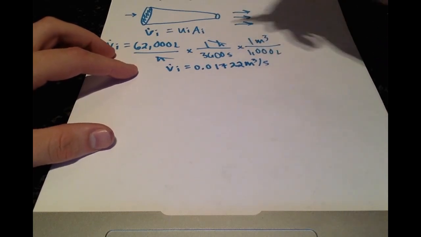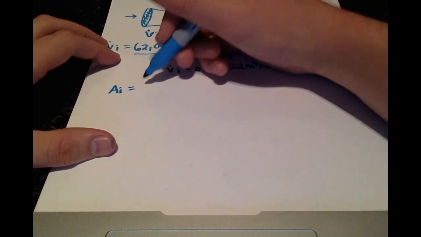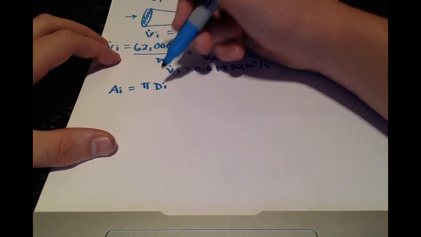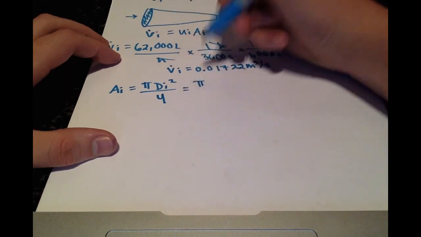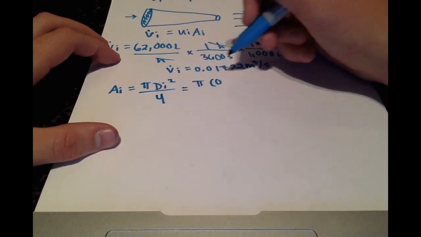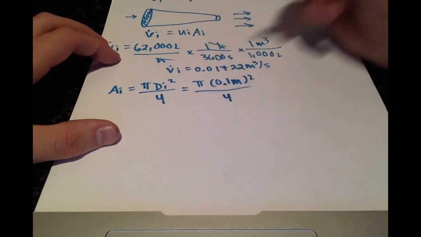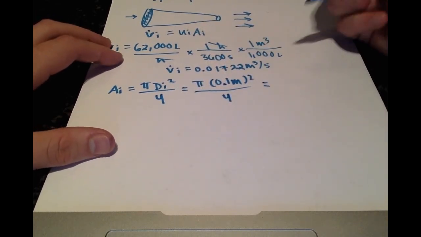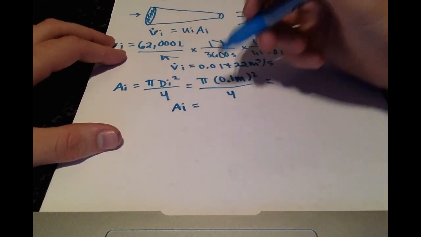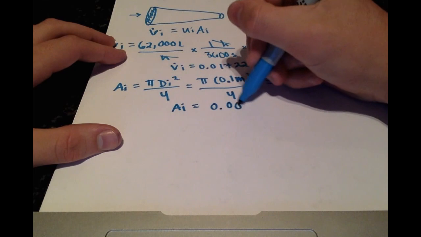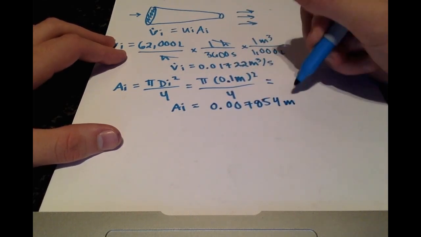And we also need to know the initial area. That's going to be pi r squared, or pi initial diameter squared over 4. And then when we put this in the right units, we'll get that our initial area is 0.00784 meters squared.